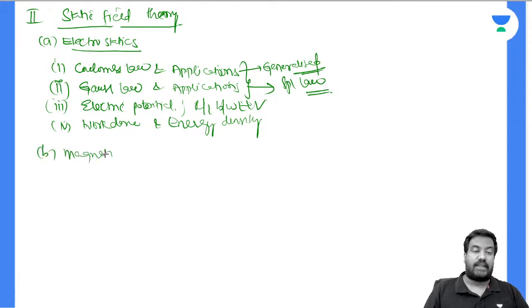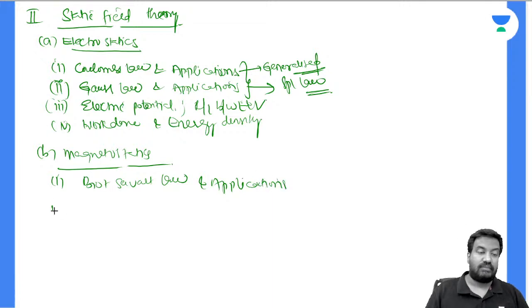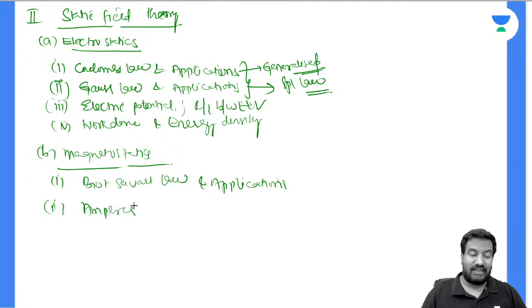In magnetostatics, we have seen the generalized law, which is Biot-Savart law and applications. A special law here is Ampere's law.